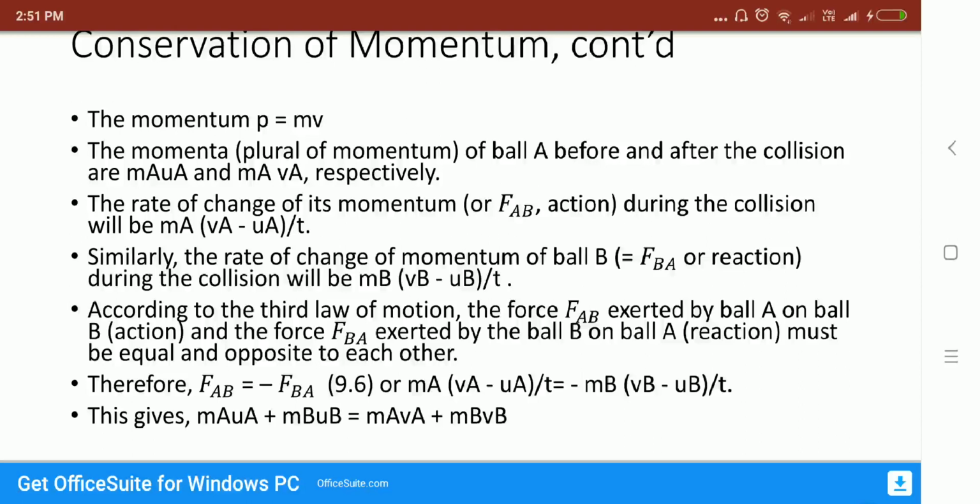Similarly, the momentum of ball B before collision is MBUB, and after collision it is MBVB. So again we get the force FBA as MB(VB minus UB) by t. According to the third law, both forces are equal and opposite, so we can say FAB equals minus FBA. Replacing the values of FAB and FBA, we can rewrite the equation as MAUA plus MBUB equals MAVA plus MBVB.